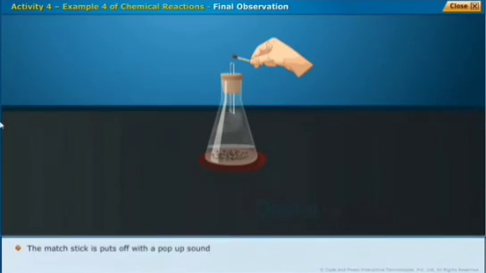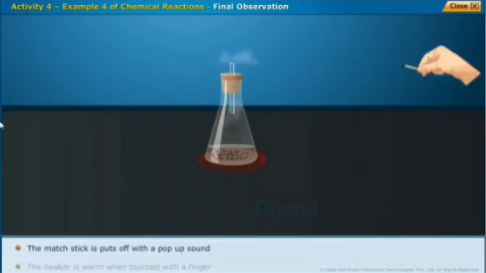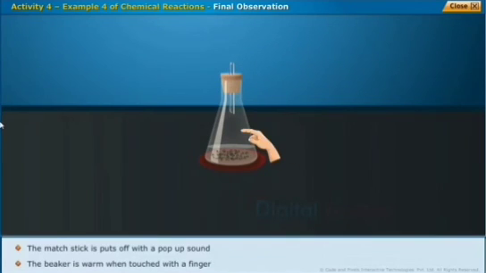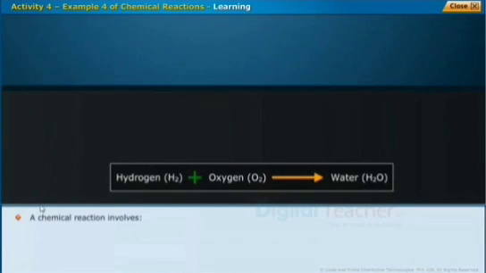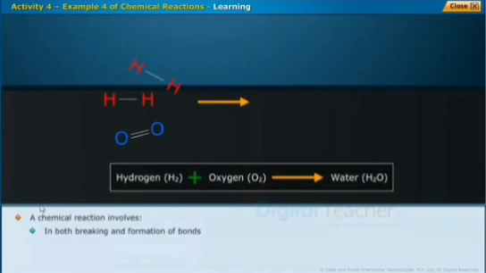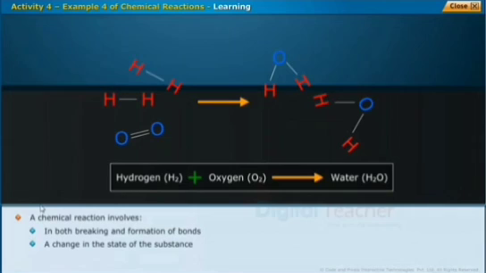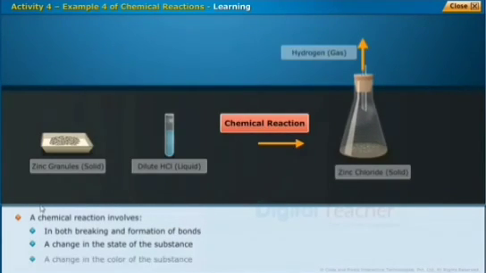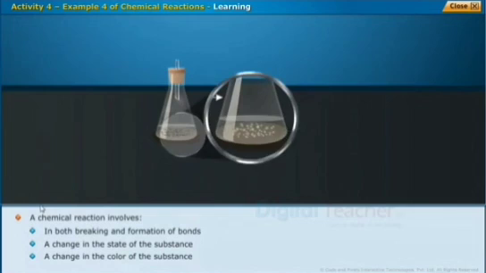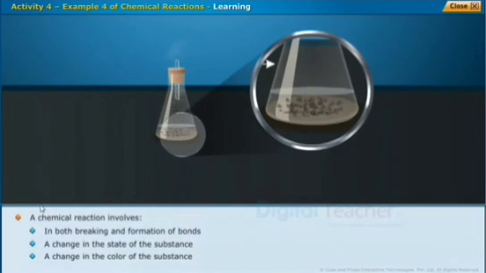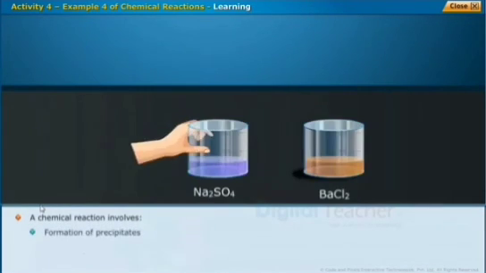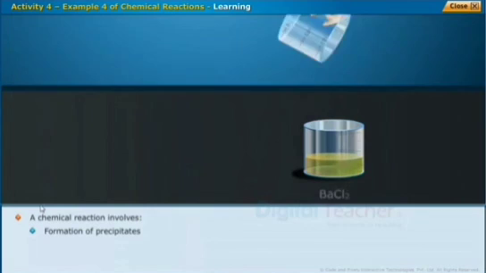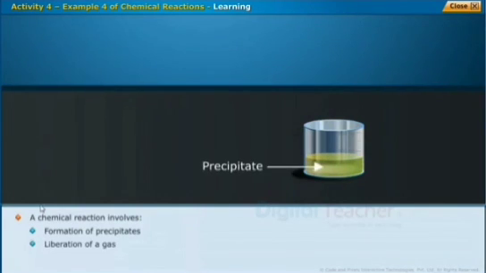The matchstick is put off with a pop sound. The flask is warm when touched with a finger. Learning. A chemical reaction involves both breaking and formation of bonds, a change in the state of the substance, a change in the color of the substance, release of heat energy, formation of precipitates, and liberation of a gas.